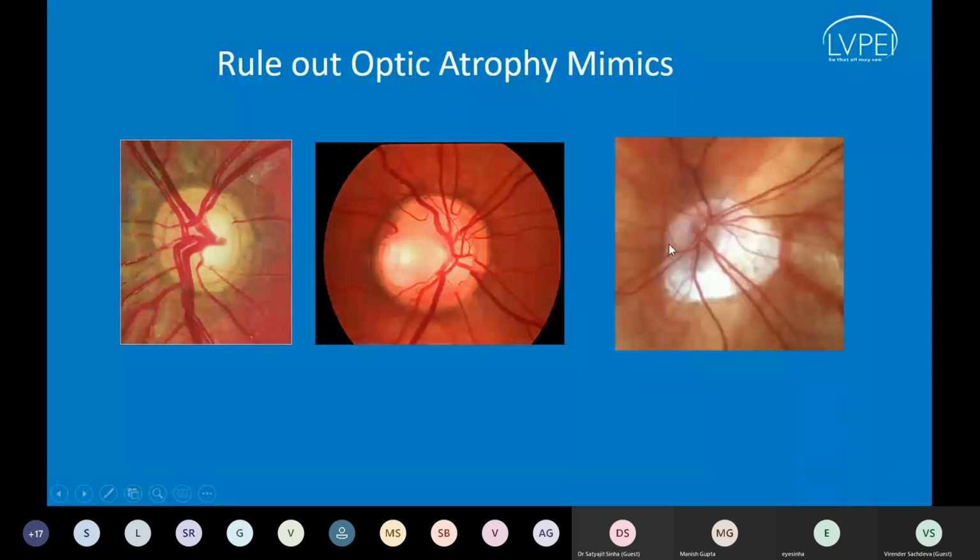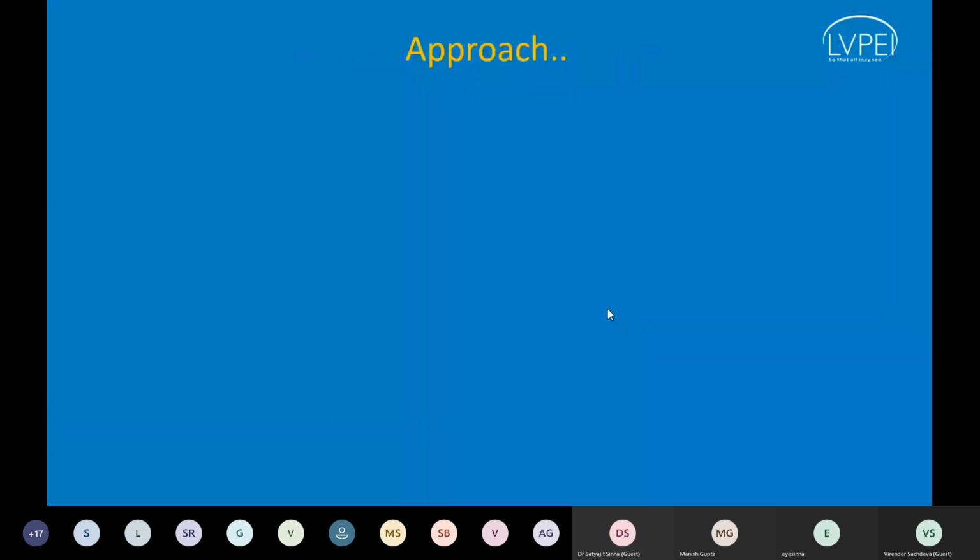This example is very common. You can see in many myopes, the disc is tilted and there is peripapillary chorioretinal atrophy. This may be mistaken for optic atrophy if you are looking just with the 20D lens and not taking a magnified view. All of these, if you look carefully with high magnification, for example with a 90D lens, or you take a fundus photograph, you will be able to decipher the underlying cause.